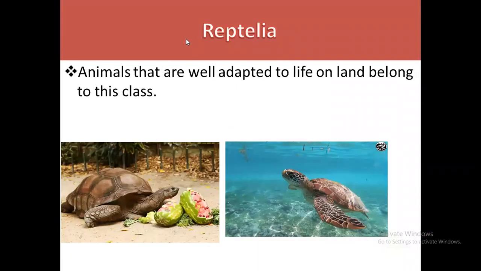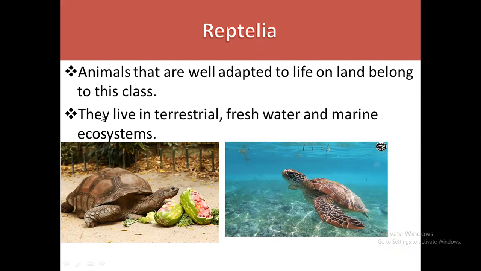Reptilia. Our next group is reptiles. For that we say Reptilia. Animals that are well adapted to life on land belong to this class. They live in terrestrial, freshwater and marine ecosystems. We can take the turtle and the tortoise, right? What are they? They are reptiles.